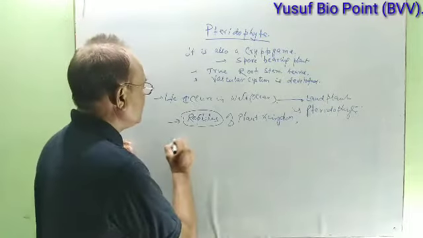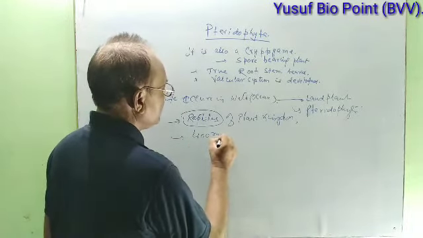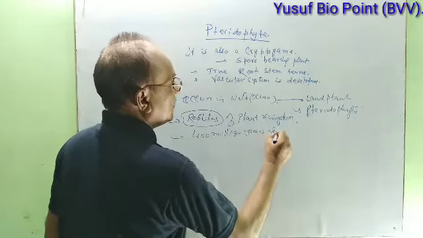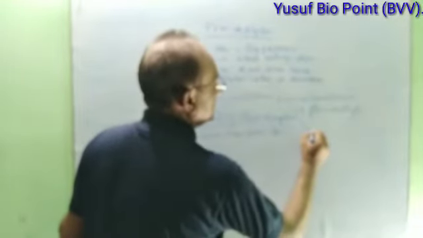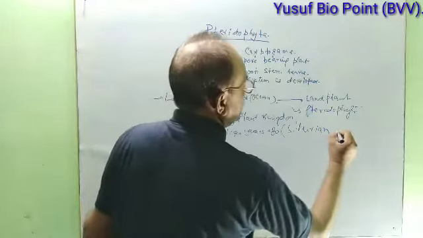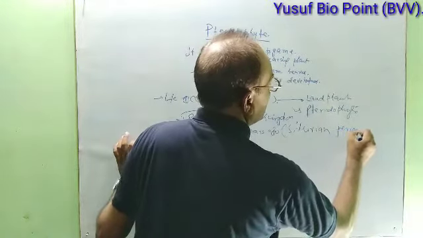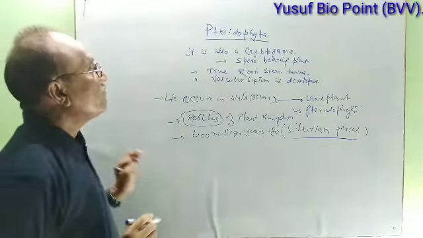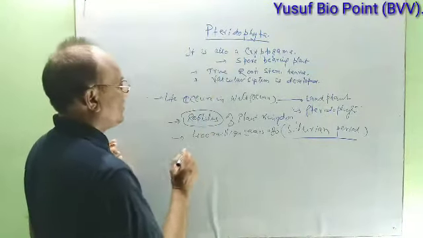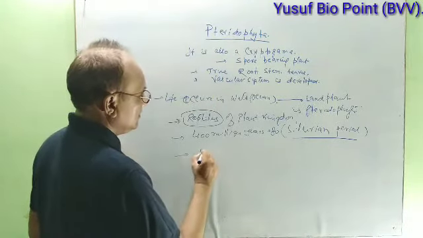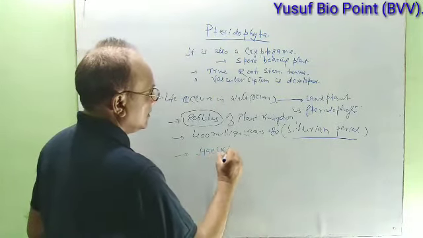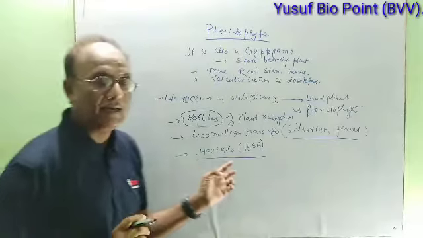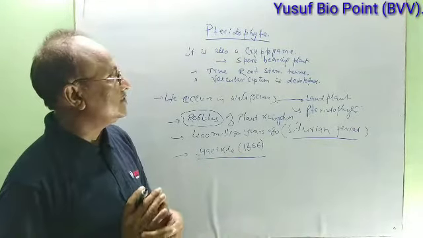It developed about 400 million years ago, that is in the Silurian period, in the Paleozoic era. The term pteridophyte was first used by Haeckel in 1866. Haeckel ने सबसे पहले इसे यूज किया.